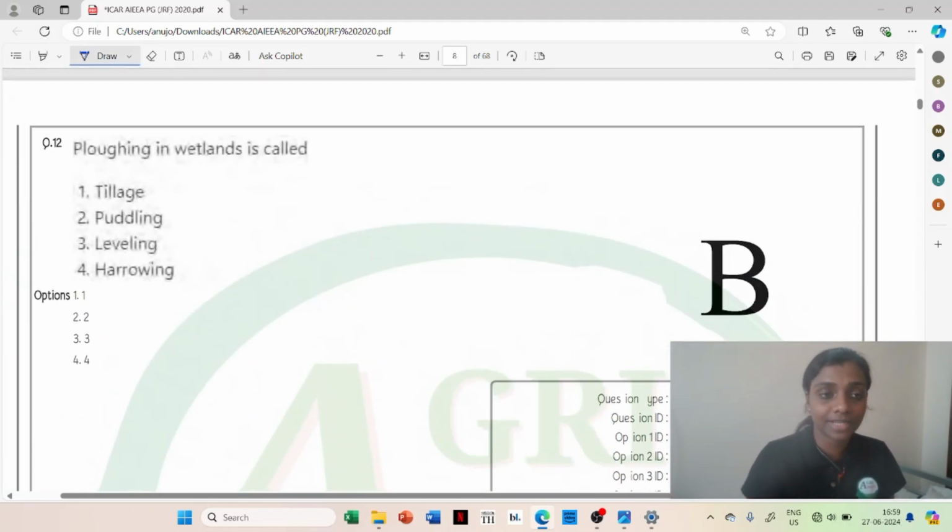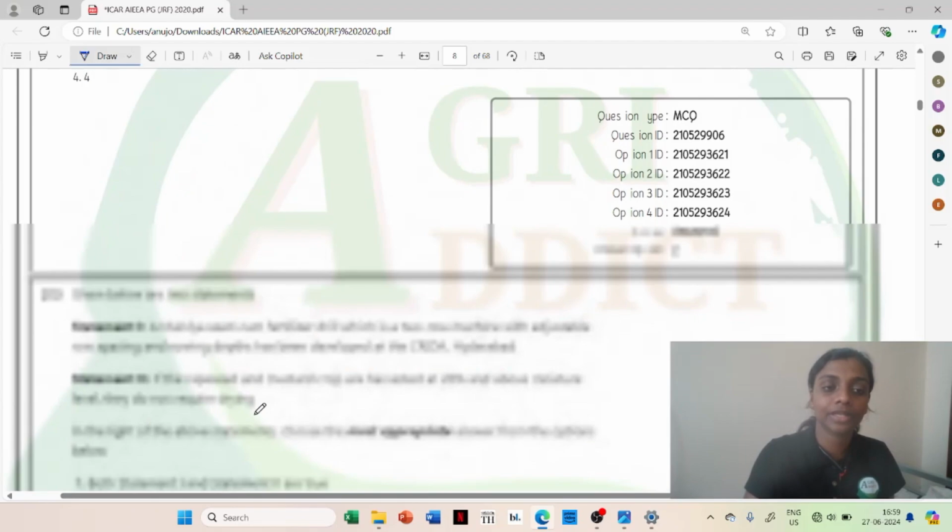Next question is from general agriculture. Ploughing in wetland is called puddling. Ploughing in wetland is called puddling. Okay.